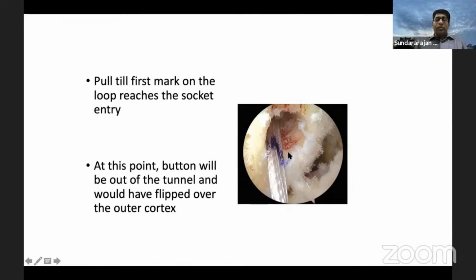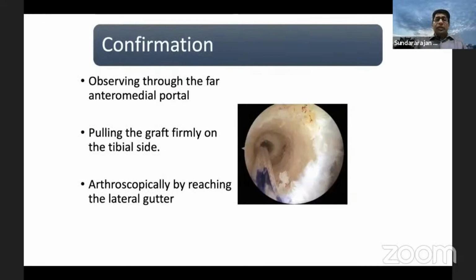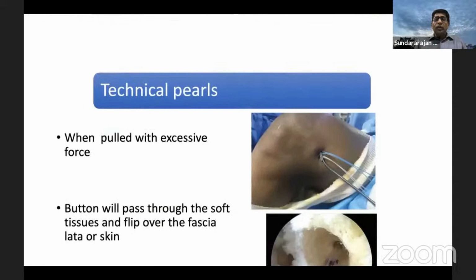Once you see this point, that means the cortex, then you pull it. If it doesn't come, that means it is flipped. You can also confirm by changing the scope through the anteromedial portal, and you can sometimes see the button which is sitting horizontally over there. Or you can reach the lateral gutter and you can see the button.